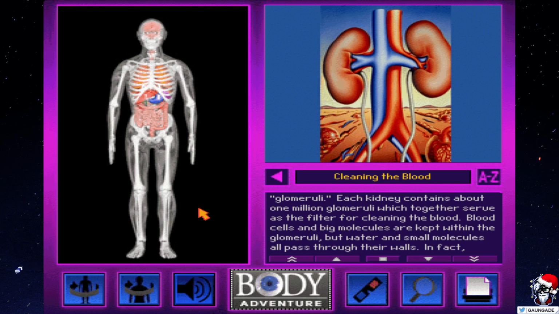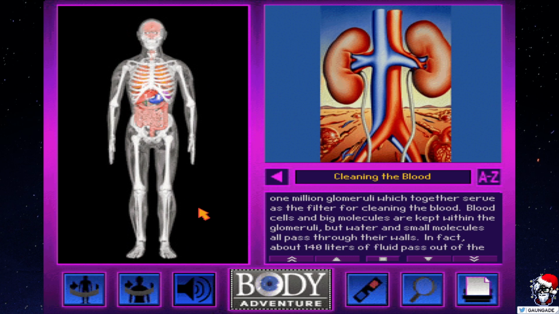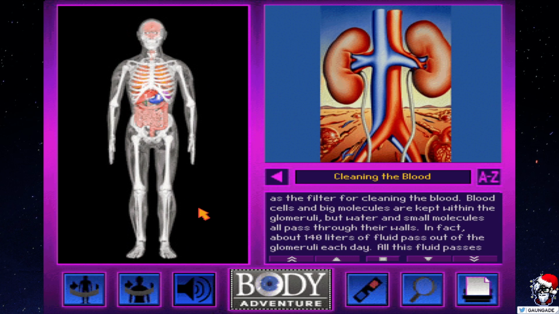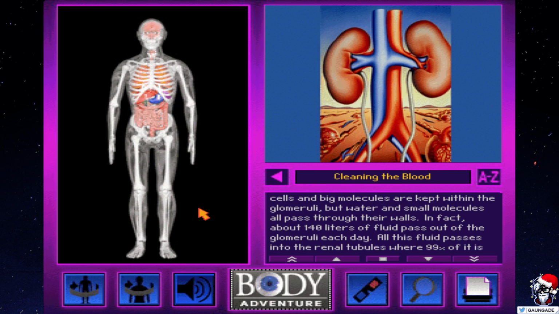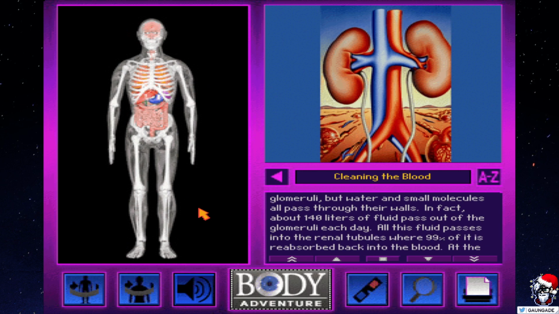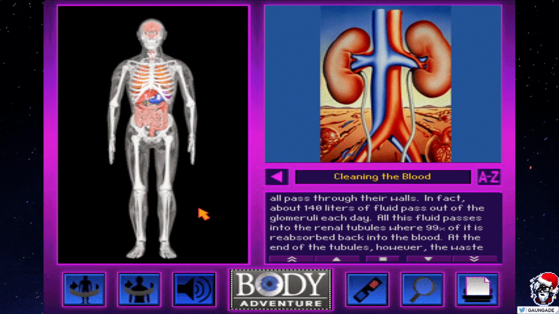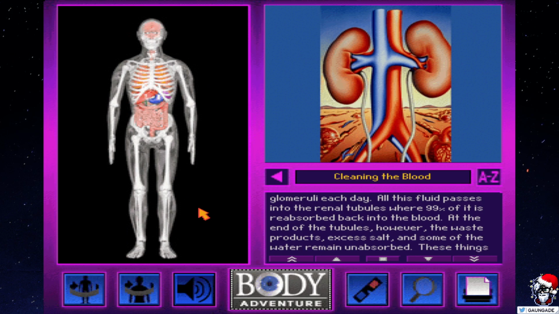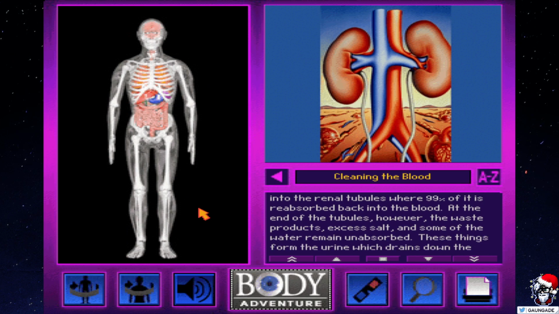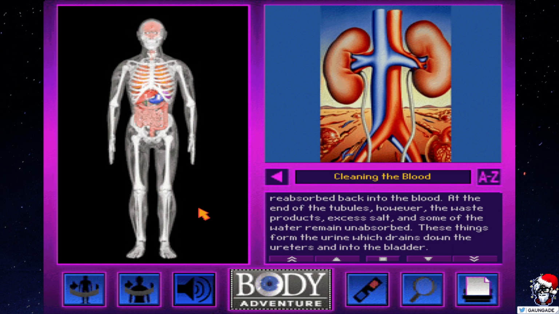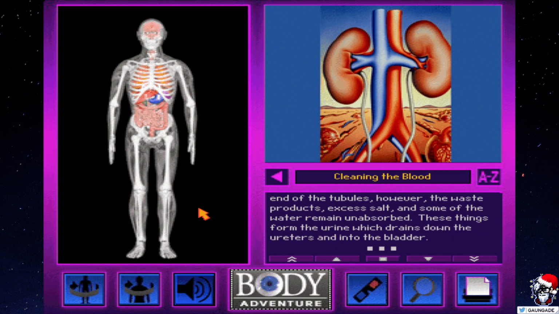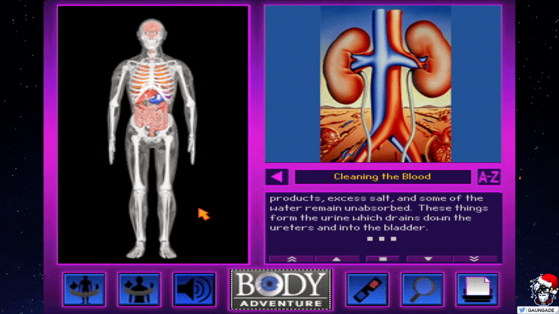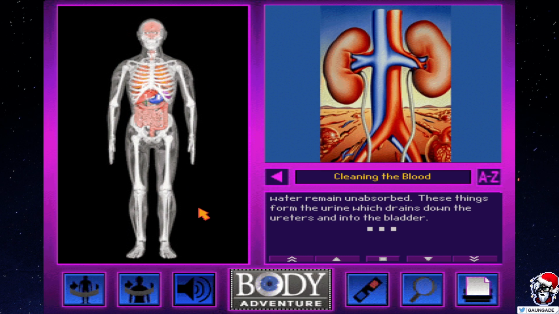Blood cells and big molecules are kept within the glomeruli, but water and small molecules all pass through their walls. In fact, about 140 liters of fluid pass out of the glomeruli each day. All this fluid passes into the renal tubules, where 99% of it is reabsorbed back into the blood. At the end of the tubules, however, the waste products, excess salt, and some of the water remain unabsorbed. These things form the urine, which drains down the ureters and into the bladder.